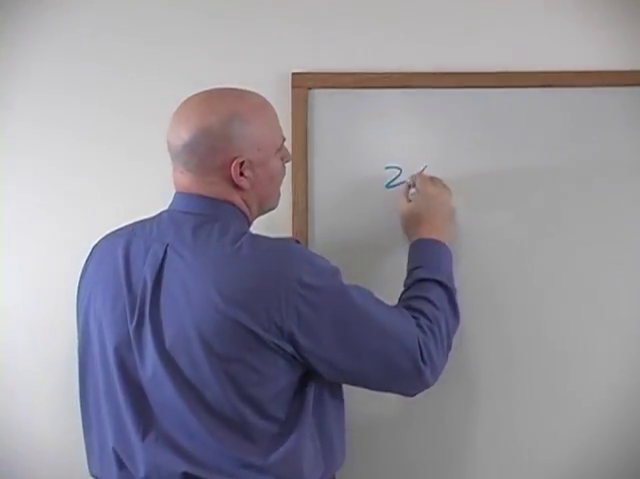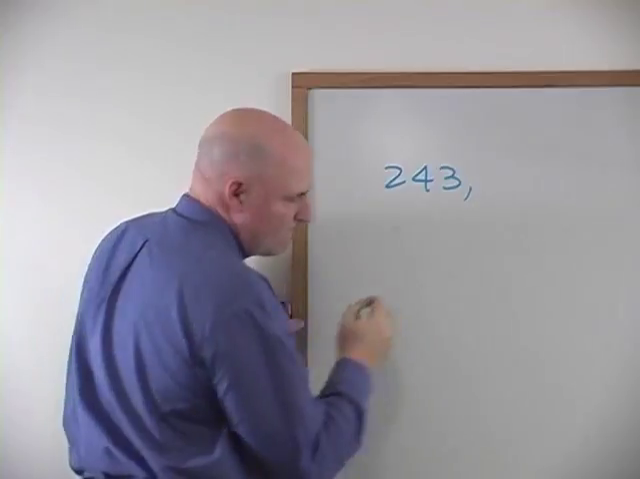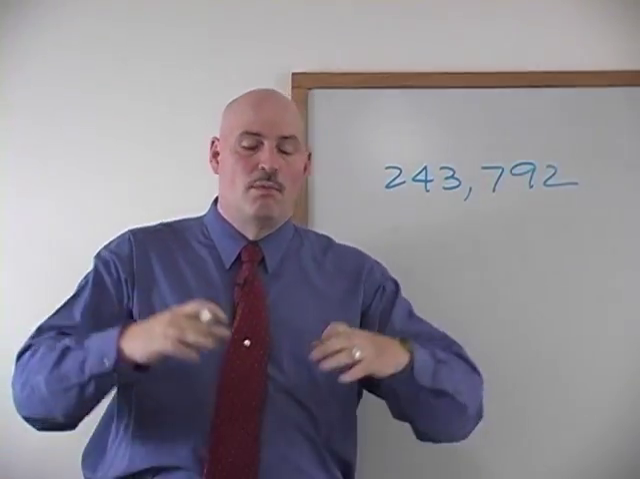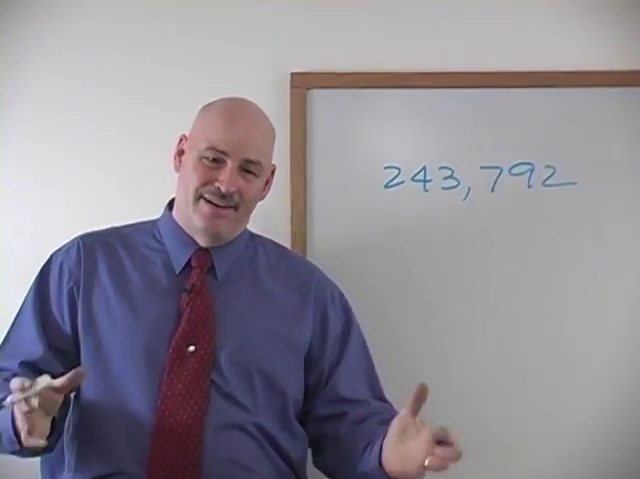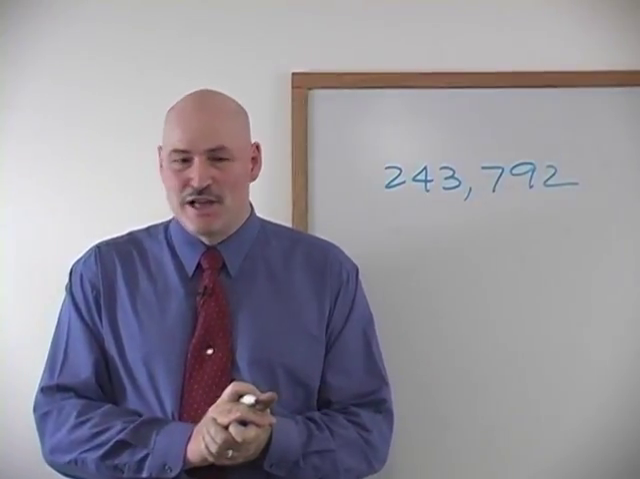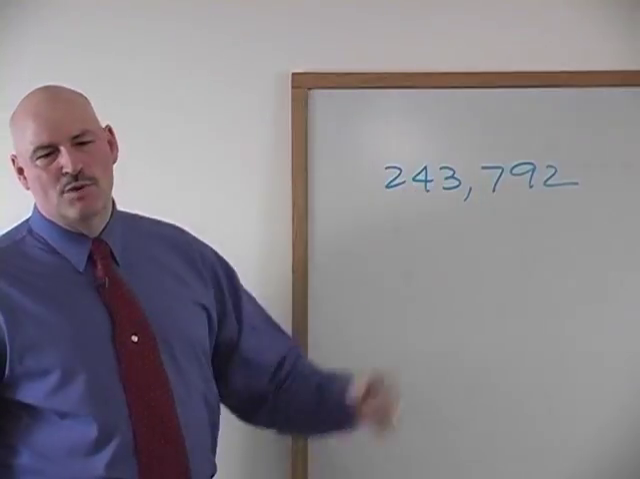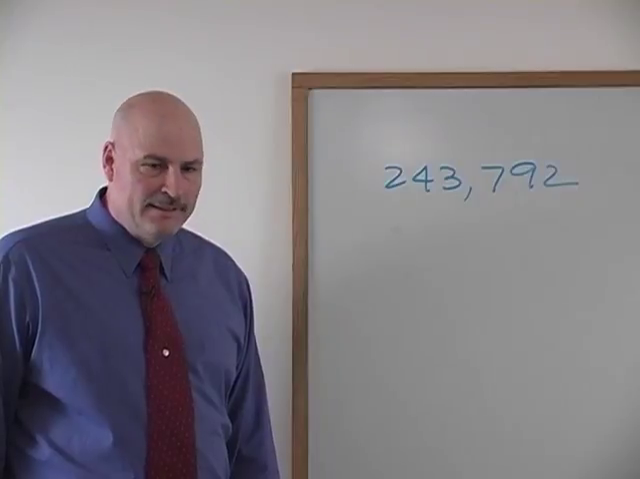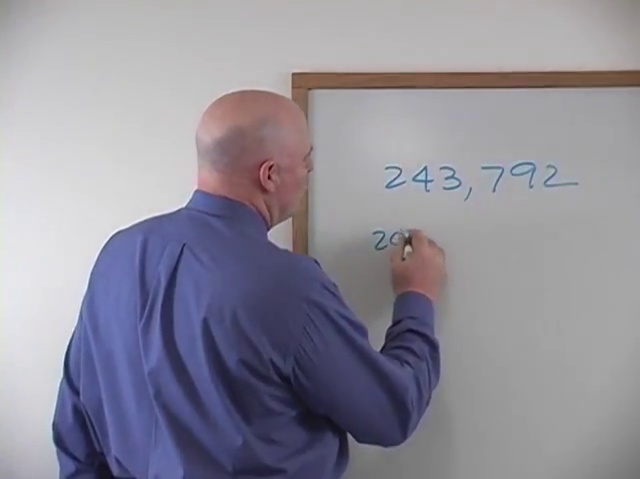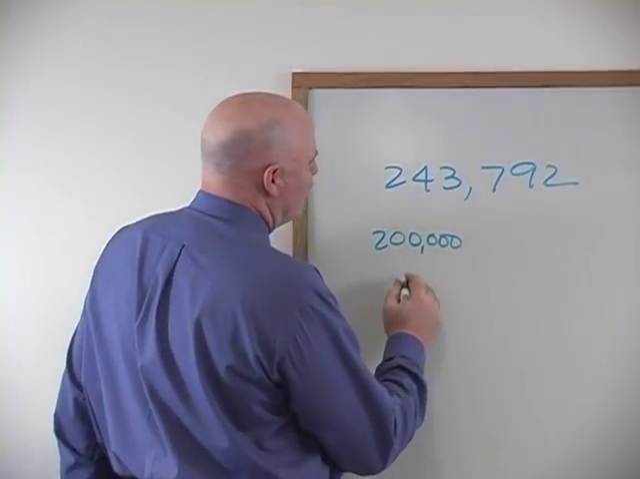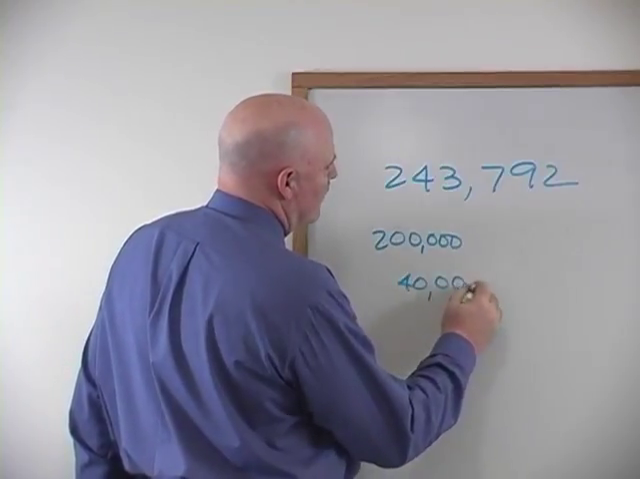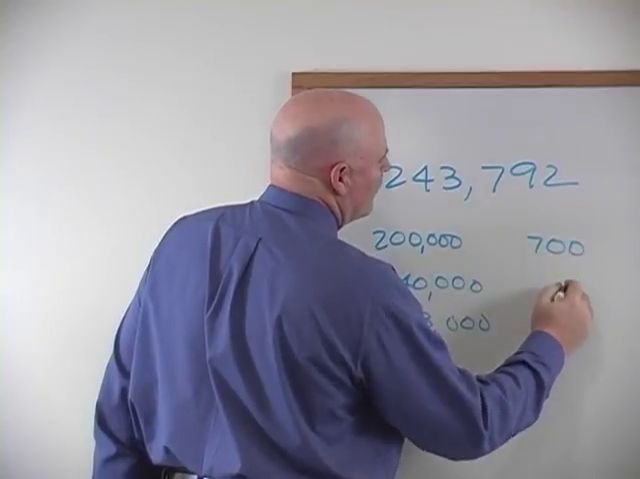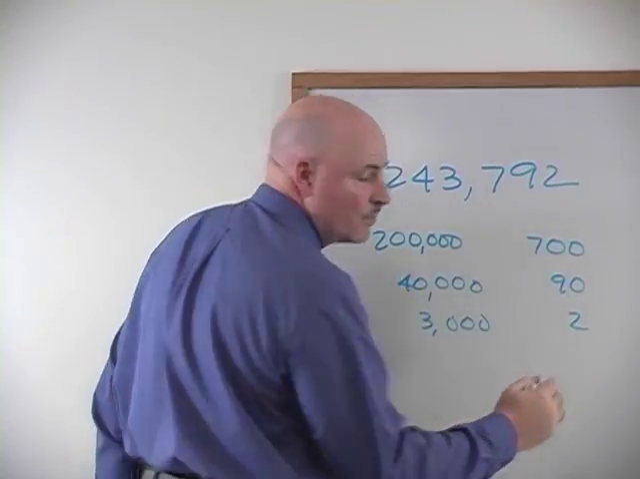You ready? I'm going to warn you, you will probably never use this in real life, but it's kind of fun. So we're going to do it. Think of it as a puzzle, a little challenge, okay? How would we write this with Roman numerals? Which way do you want to go? Well, let's just take it apart and do this. 200,000, and then you've got 40,000, and you've got 3,000. Here you got 700, you got 90, and you've got 2, okay?